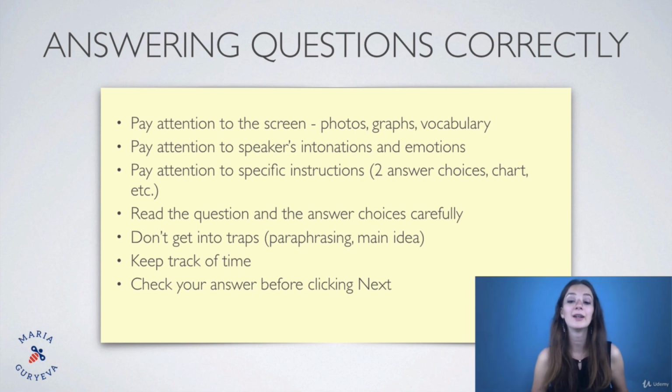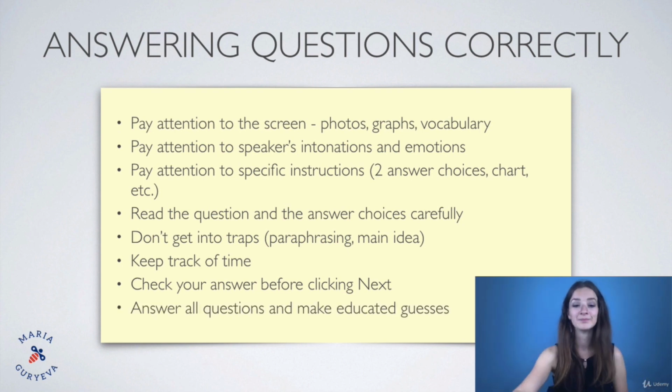Check your answers before clicking next. You remember that we always have to click next and then OK in order to move to the next question, and then you cannot go back and change your answer. So before you click next and OK, you always have to check your answer very well. Make sure you answer it the best way you could. If it's the right answer, you're 99% sure it's the right answer, pick it and go next, okay?